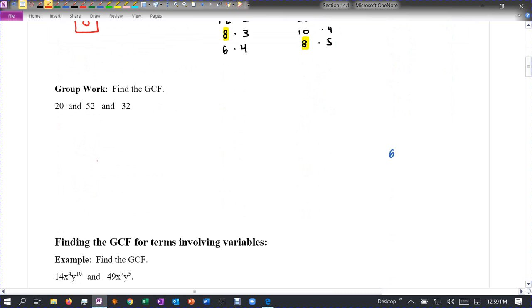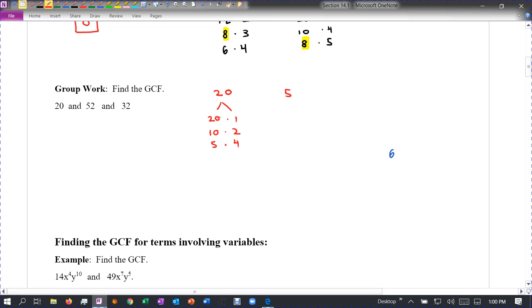Okay, so how about this? 20, 52, and 32. So I'm going to start thinking about this. It's the biggest number that I can think of. I'm not going to try the list. I'm just going to try and think of the biggest number that goes into, well, you know what? Let's do the list. Okay, so what about 20? 20 and 1, 10 and 2, 5 and 4.